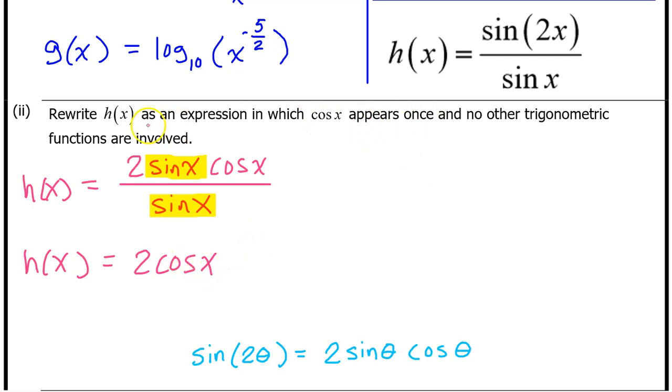Are we done? Rewrite h of x as an expression in which cosine x appears once and no other trigonometric functions are involved. I think it's just that easy.